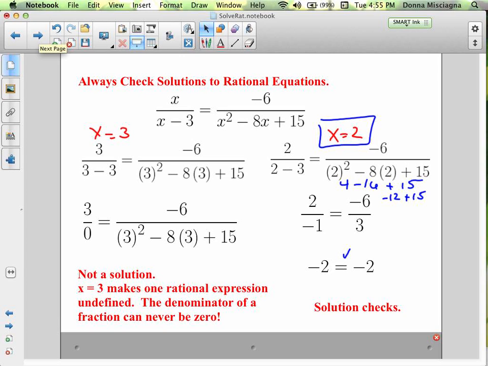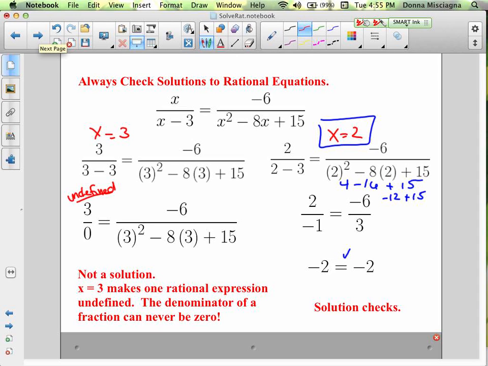x equals 3 makes one rational expression undefined. The denominator of a fraction can never be 0. We're done. Nobody cares what the other side is because we have 0 in one denominator. So right here, this is undefined. And that's the end of that check because that solution will not work.